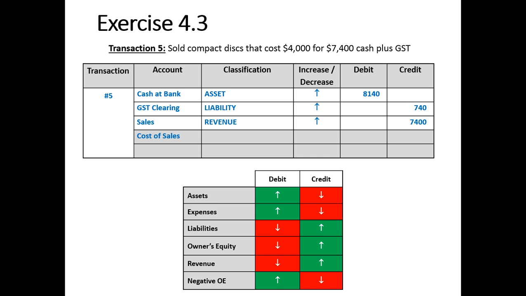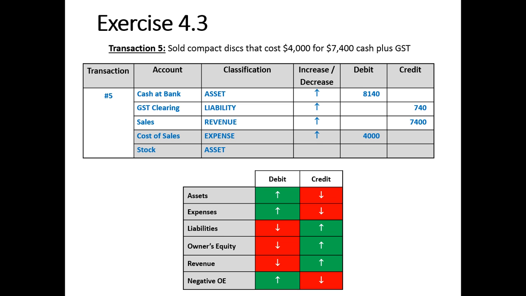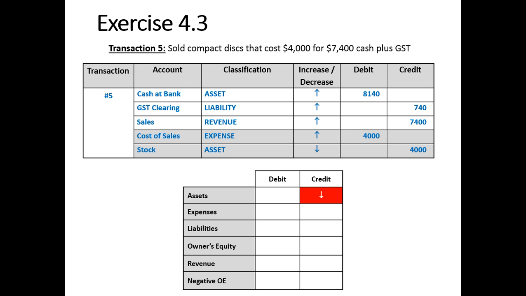Now we've got to account for the cost of sales, which is an expense. That's increasing, and expenses increase on the debit side. Then we have stock, which is an asset. We had to sacrifice stock to make this sale, so we've got less of it. And an asset decreasing happens on the credit side. So you can see all our debits and credits match up, just over two separate amounts.